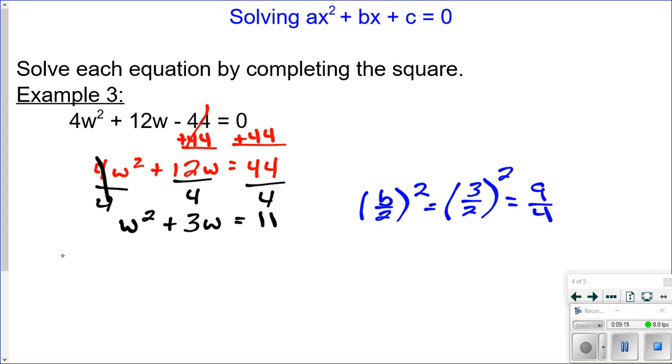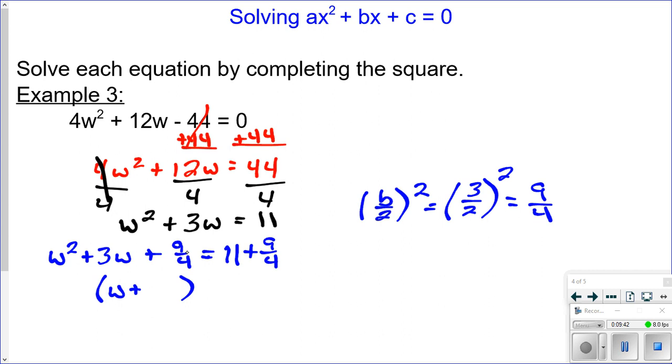So we're going to add this 9/4 to both sides. w squared plus 3w plus 9/4 equals 11 plus 9/4. All right, so we're going to factor this. Again, it's a plus sign because of this plus sign, and then we just take the square root of 9/4, which is just the square root of 9 over the square root of 4. So that's 3/2. And then add 11 and 9/4 together.